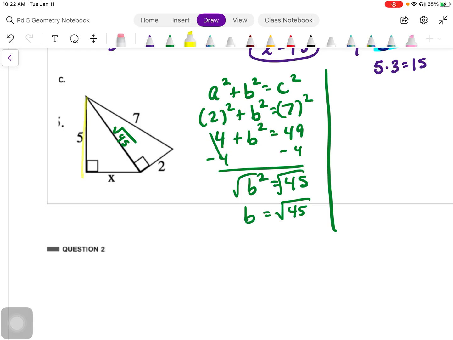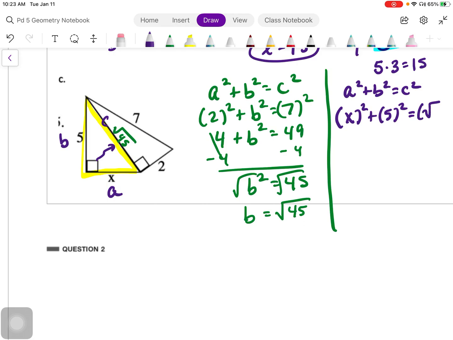So now let's focus on this triangle. Okay, and I want to use a different color this time. So we have A squared plus B squared equals C squared. In this case, this is my A, this is my B, and of course, that value is my C. So we put in x squared plus 5 squared equals the square root of 45 squared. So x squared plus 25 equals 45. So we get x squared equals 20.